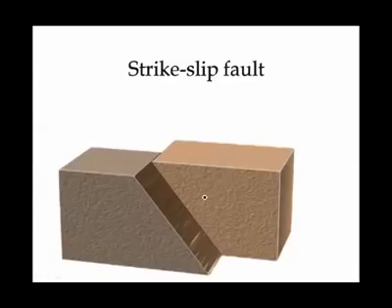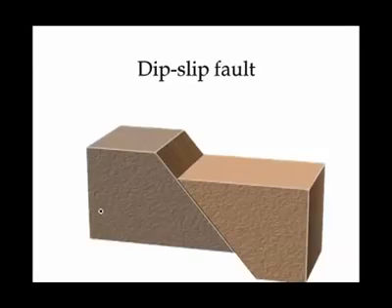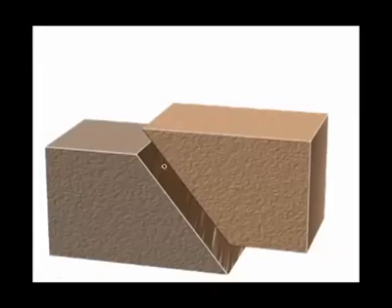So if you have a strike-slip fault, that means the movement has occurred along the strike. In other words, that would be horizontal movement. Whereas a dip-slip fault, the movement went down the dip. And an oblique fault means that you have both strike-slip and dip-slip movement at the same time.